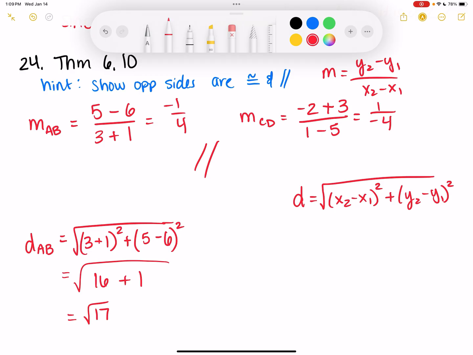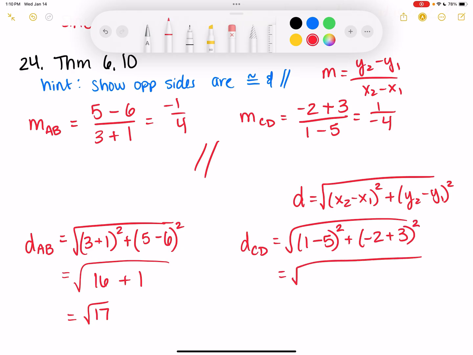So if then the distance of CD is equal to the square root of 17, with the information that I have, I'll be able to show that this is a parallelogram. So the distance of CD is the square root of 1 minus 5 squared plus negative 2 minus a negative, so plus 3 squared. And then work this down.